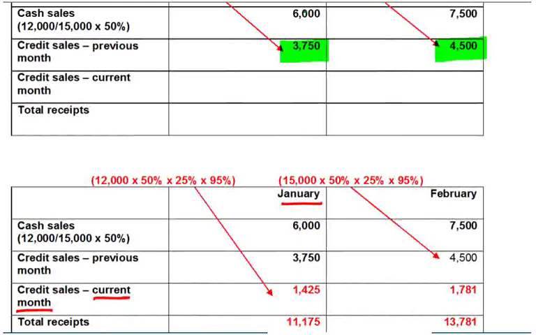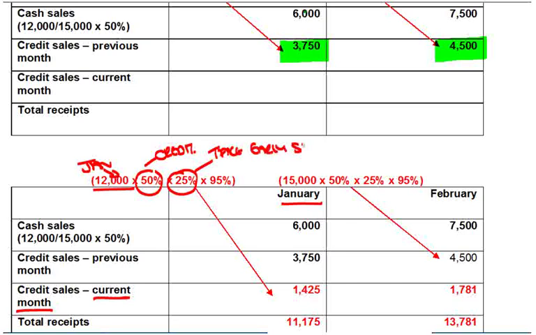So taking my 12,000 of January sales times 50%, which are on credit, times 25% take early settlement discount, and then times 95%, they pay 95% of their bill, because they're getting a 5% discount.